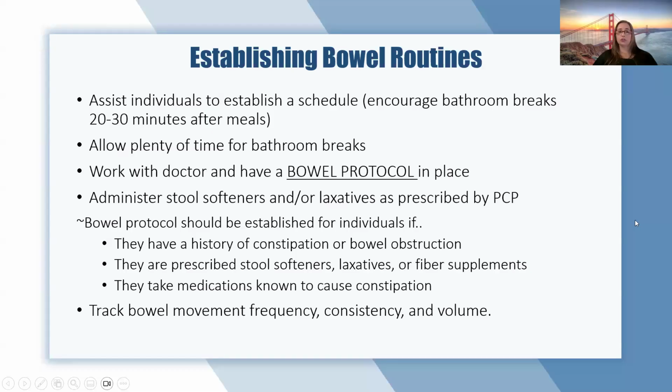We want to administer stool softeners or laxatives as prescribed, and know that a bowel protocol should be established for anyone who has a history of constipation, a history of a bowel obstruction. If they're prescribed laxatives, stool softeners, fiber supplements, we should have a bowel protocol put together. Also if they take medications that are known to cause constipation. And then we want to be sure that we're tracking bowel movements, frequency, consistency, and volume on clients.